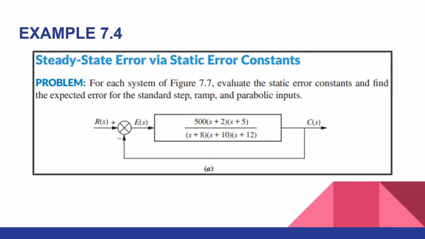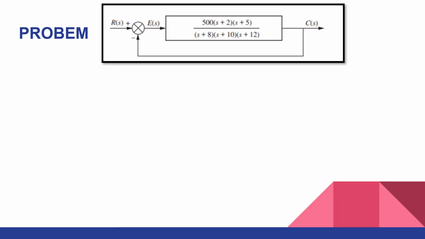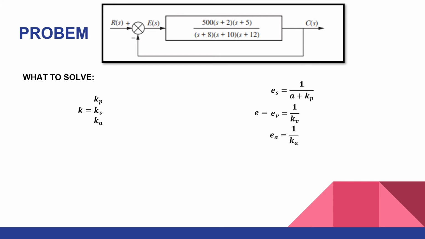Hey guys, Robin here. So for this example, for the steady state error via static error constants, for each system of the figure shown below, evaluate the static error constants and find the expected error for the standard step, ramp, and parabolic inputs. Since we are given this problem, we need to identify what we need to solve. First are the constants: Kp for the step, Kv for the ramp, and Ka for the parabolic. Next, we need to solve for the errors, and these errors have specific formulas, as shown here.